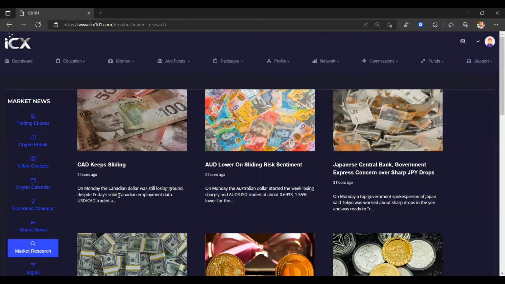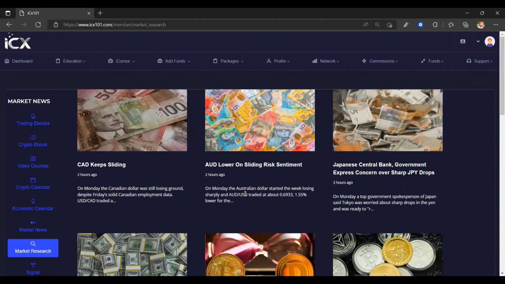whatever it's pairing with. Australian dollar lower on sliding rate sentiment. On Monday, the Australian dollar started the week losing sharply, and AUD/USD traded about 0.699933, which is down 1.5%. So you can read this news and it gives you a clue to what the Australian dollar is going to be doing in the market.